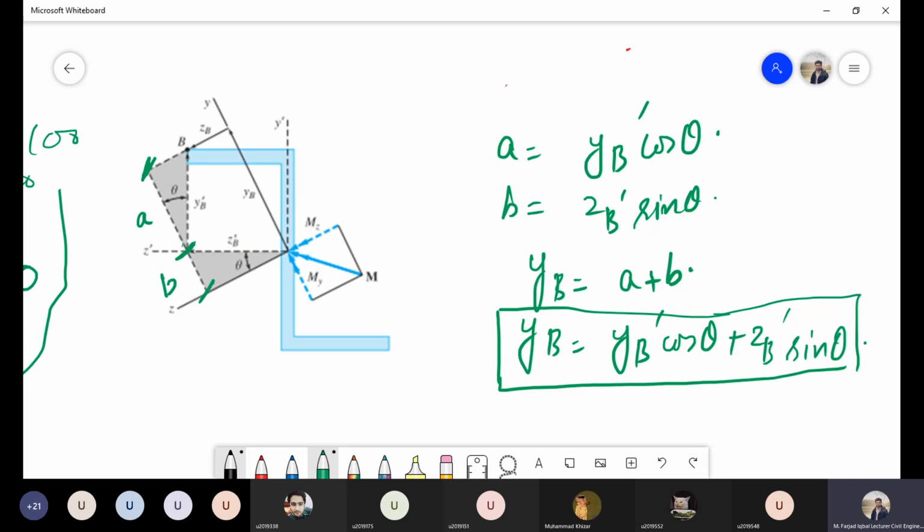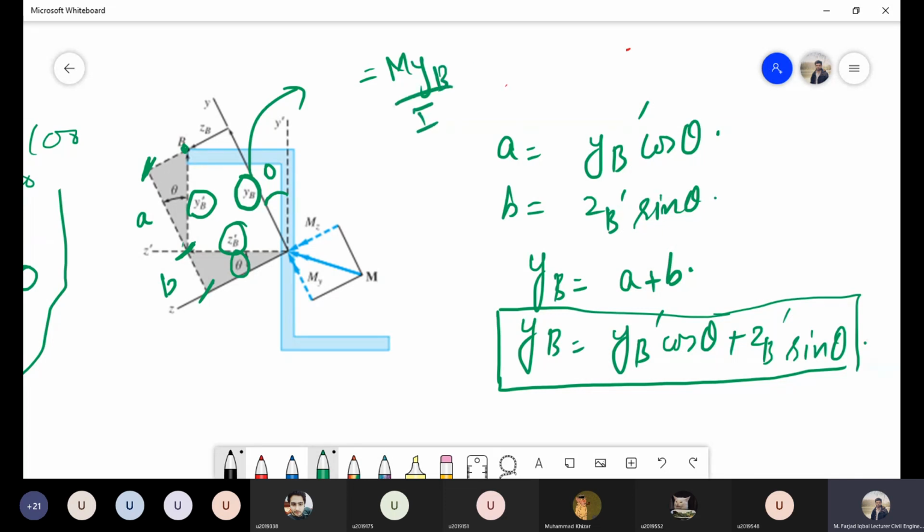Now in this case you have a generalized formula. For example, if I ask you to calculate the stress at point B, you will measure the straight distances, which are yb dash and zb dash. And if you know the inclination angle theta, you will simply substitute that angle into this equation and you will directly get this yb distance. And now this yb distance you will substitute into your flexure formula for the calculation of stress.